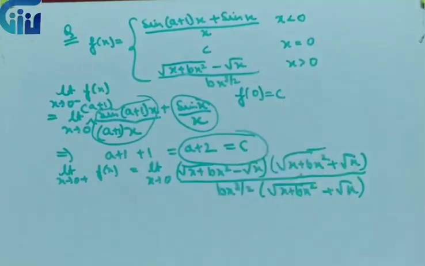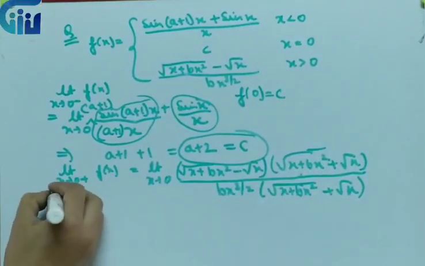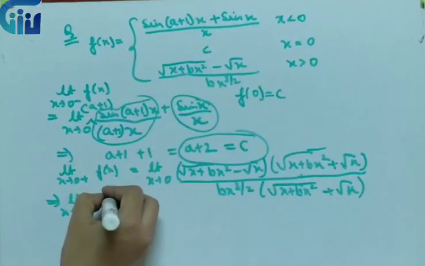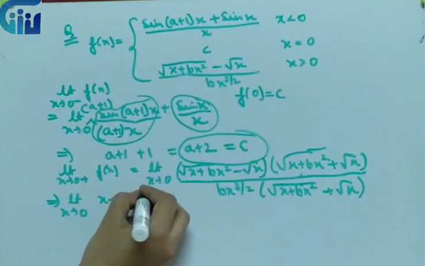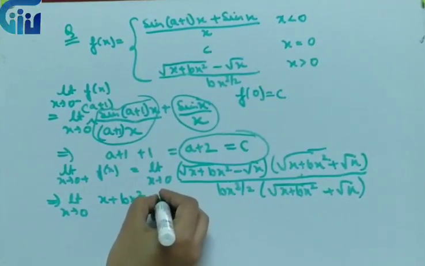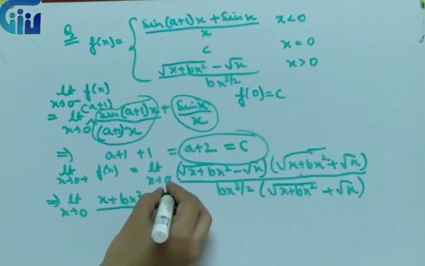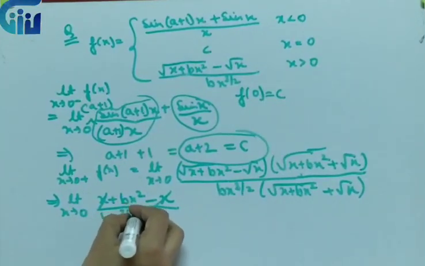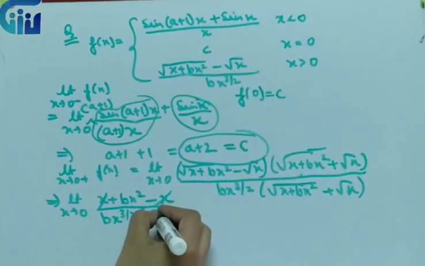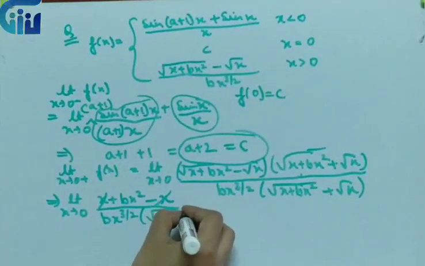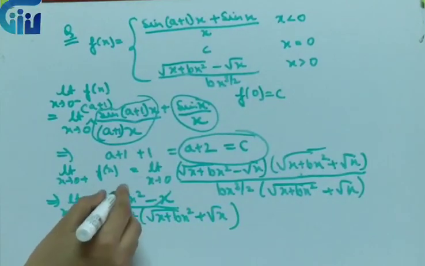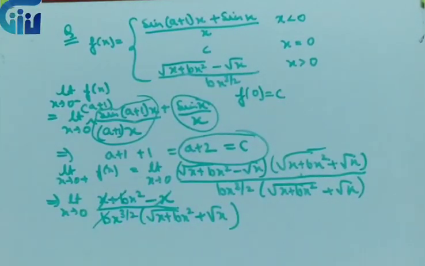This is within square. So applying the formula, which is a plus b, a minus b, in the numerator we'll get x plus bx square minus x, right? So this will get cancelled. We will have bx to the power 3 by 2, and this will be root x plus bx square plus root x. So over here this b and this b will get cancelled, and x to the power 2 and x to the power 3 by 2, we'll just solve it up.